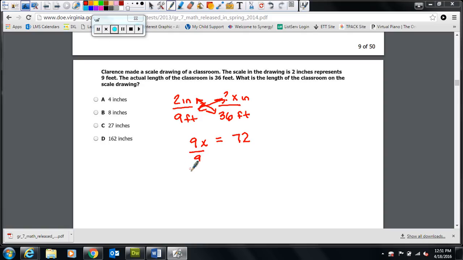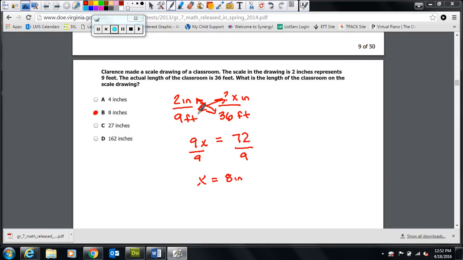And remember your number 1 rule in algebra: whatever you do on the left side of an equation, you must do on the right side of the equation. So I divide this side by 9 as well. These 9s cancel out because 9 divided by 9 is just 1, or just 1x. 72 divided by 9 gives me 8. And since the unit that was missing is inches, I'm looking for inches. So 8 inches is our value.